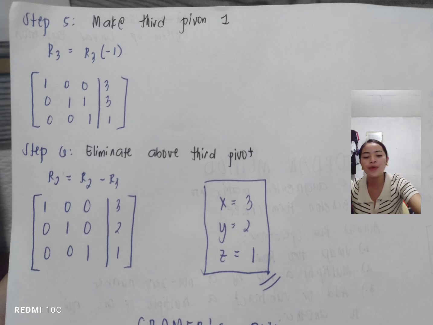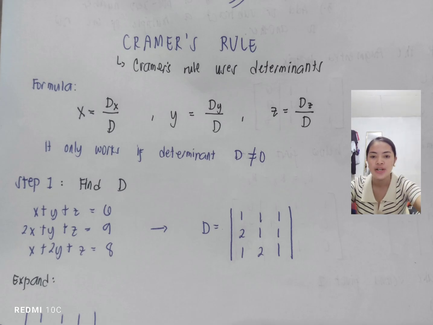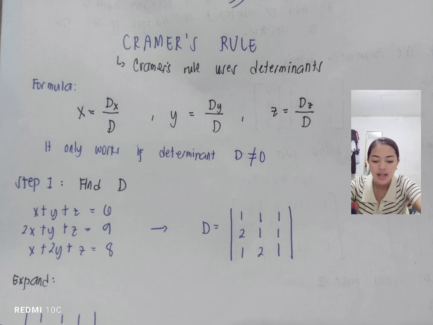So, for our next method, we have here Cramer's rule. So, what is Cramer's rule? Basically, Cramer's rule uses determinants. Attached here are the determinants: the determinant of the coefficient matrix, and the determinants obtained by replacing the corresponding column with the constants. It works only if the determinant is not equal to 0.